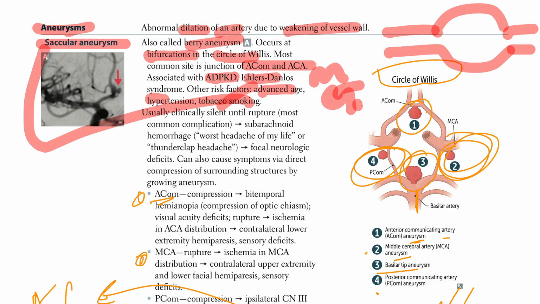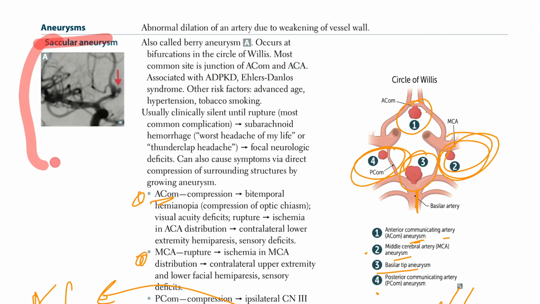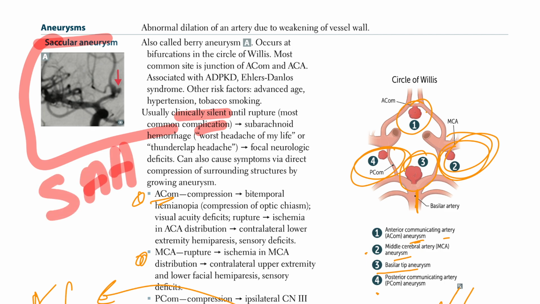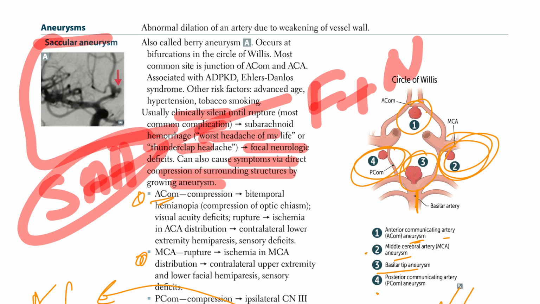But the important point is that these aneurysms are clinically silent. You will not see a thing unless they rupture, which can lead to complications. The most common complication is your subarachnoid hemorrhage. And again, subarachnoid hemorrhage is the worst headache of my life, with fever, with nuchal rigidity, which is neck stiffness basically. Okay, and which also leads to focal neurological deficits. Growing aneurysms can cause symptoms via direct compression of the surrounding structures.